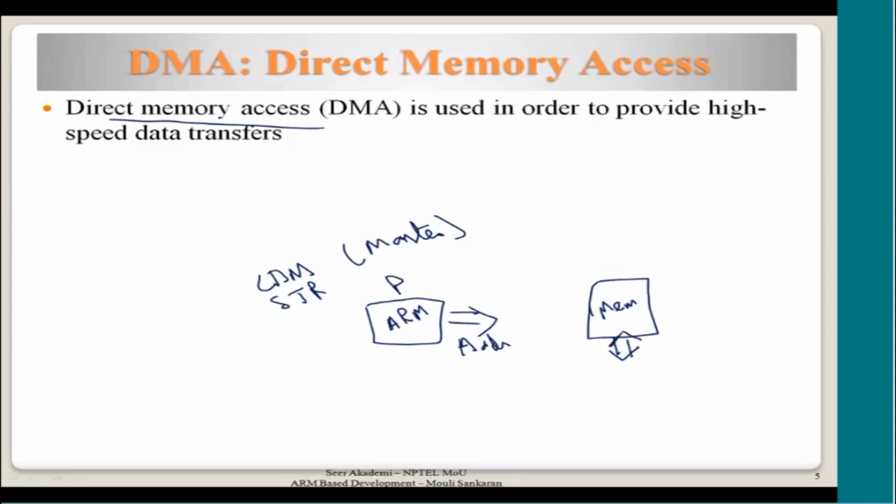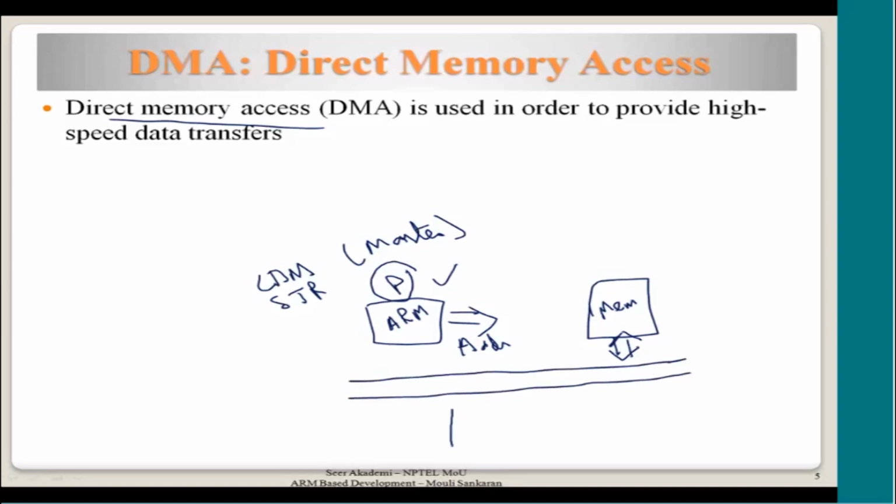But this is not the case always, because if you want to involve the processor for every transaction in the memory, then it is going to slow down the whole system, because the processor has other important things to do other than copying or taking from memory. So to speed this up, the concept of DMA came.